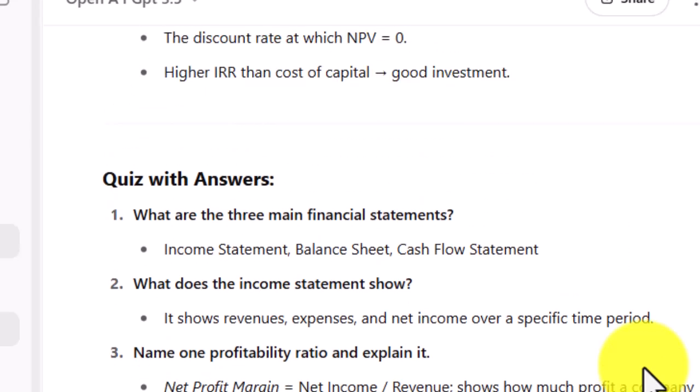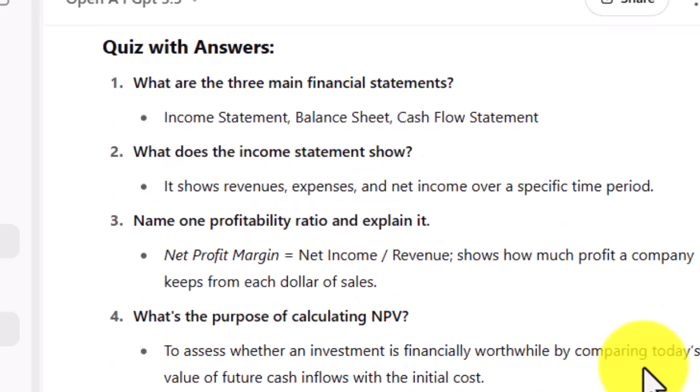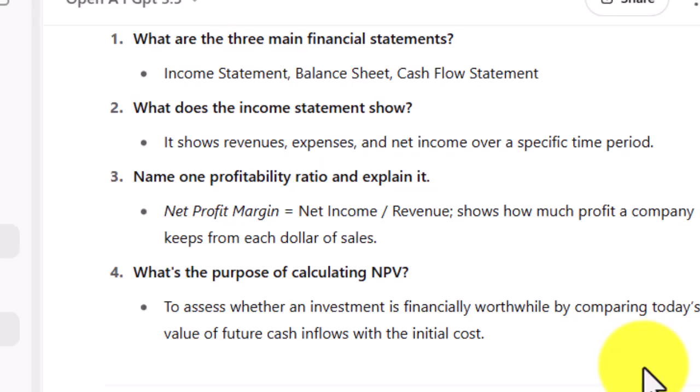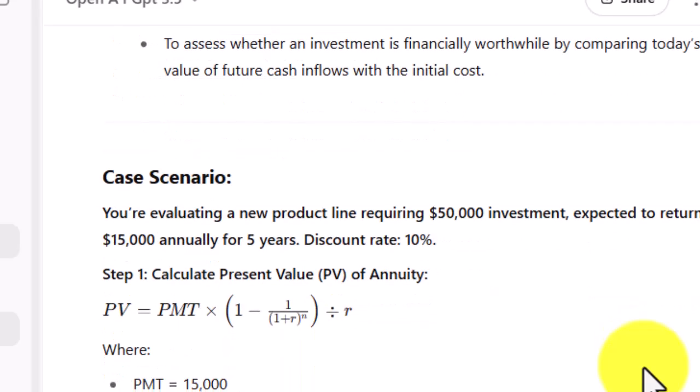What are the three main financial statements? Income statement, balance sheet, cash flow statement. What does the income statement show? It shows revenue, expenses, and net income over a specific time period. Name one profitability ratio and explain it. Net profit margin: net income divided by revenue, shows how much profit a company keeps from each dollar of sales. What is the purpose of calculating NPV? To assess whether an investment is financially worthwhile by comparing today's value of future cash inflows with the initial cost.